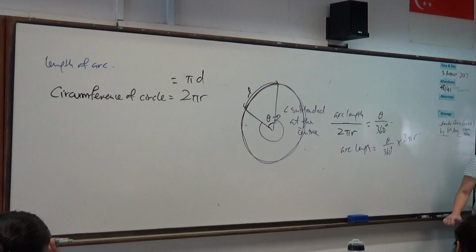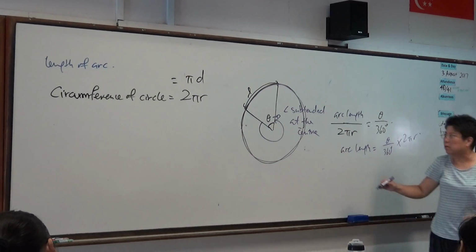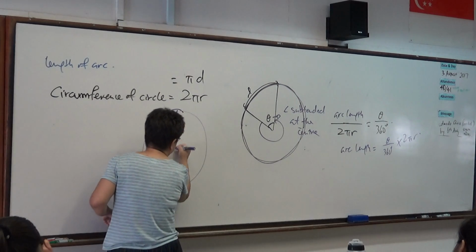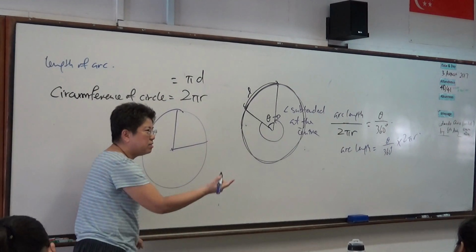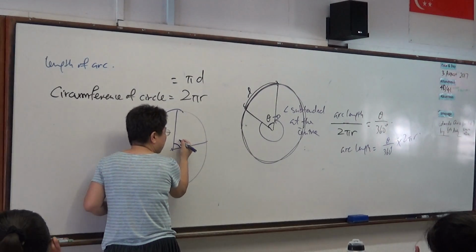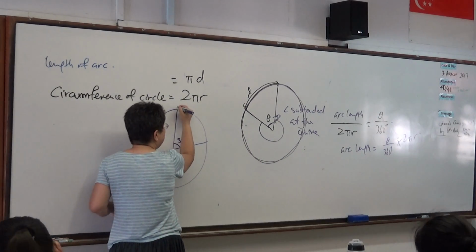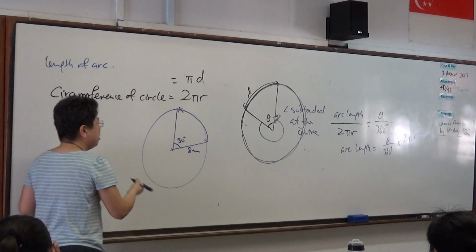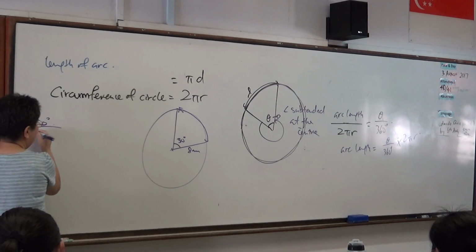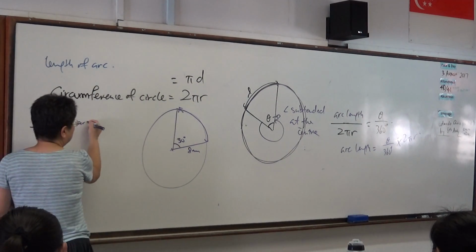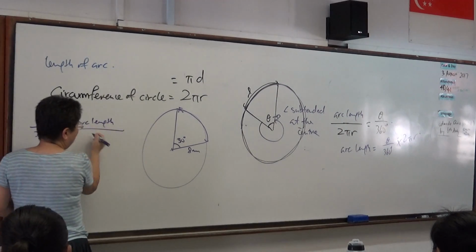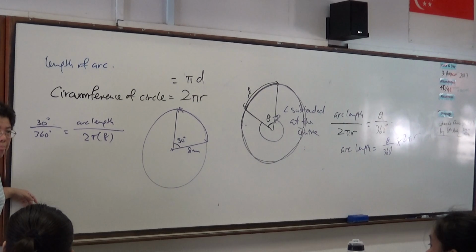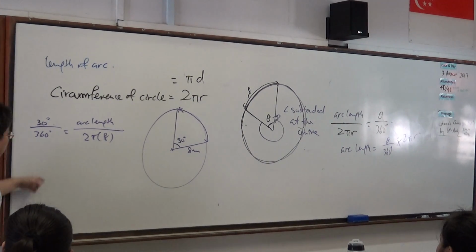The angle must be at the middle. So that means you look, this is the center, right? That's why it's called subtended at the center. This one, let's say, is 30 degrees. If I want to find this arc, let's say this is 8 cm. What will I do? 30 over 360 will be arc length over 2 pi 8, right? Do you all agree? Alright.